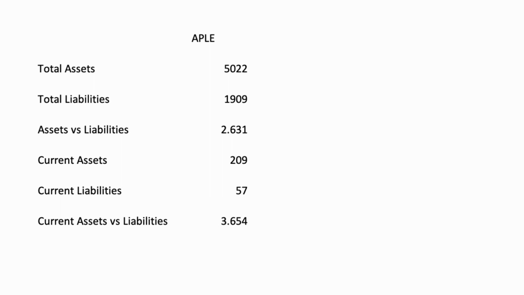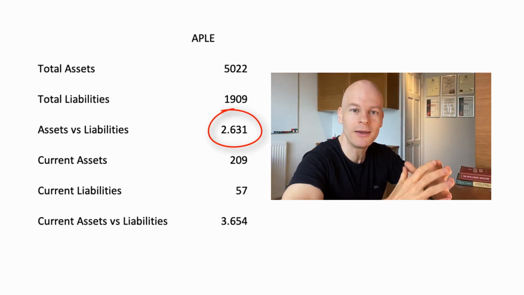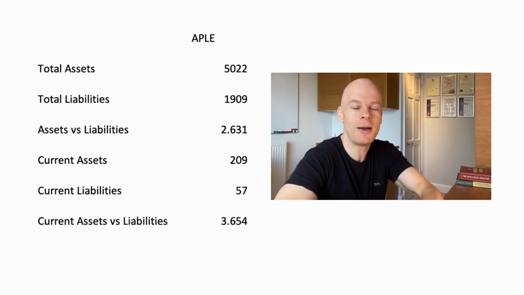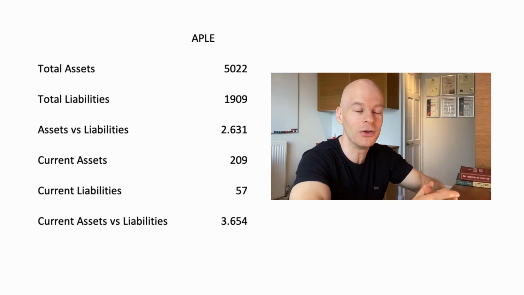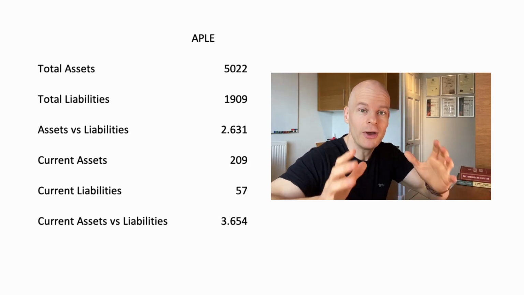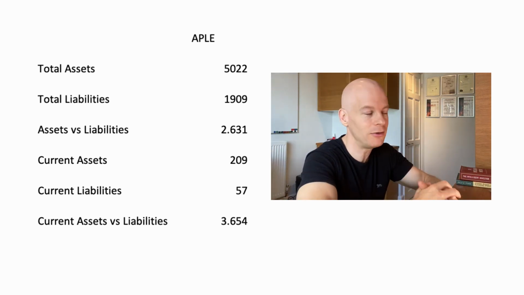So here's its total assets, its total liabilities, we divide the two, that gives a ratio of 2.631. That is actually very, very good. That is a strong balance sheet. So whilst I'm saying the balance sheet isn't as strong as it was, that is a really, really good number there. And just so you know, anything over 1 is deemed good. Over 2 is exceptionally good. So this is very, very good.